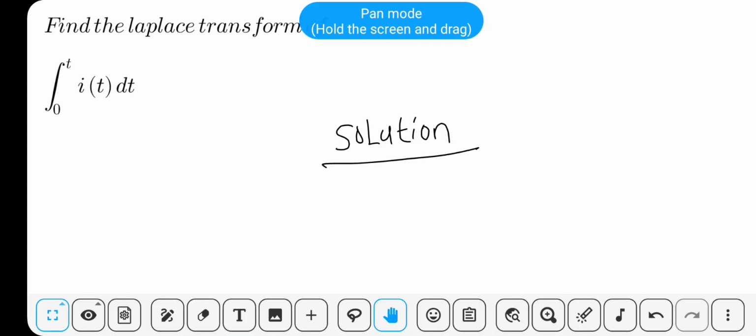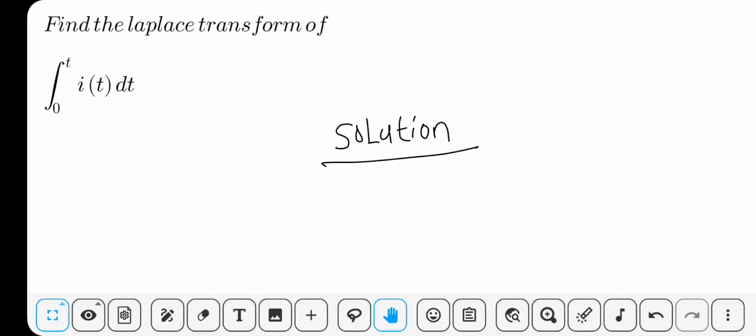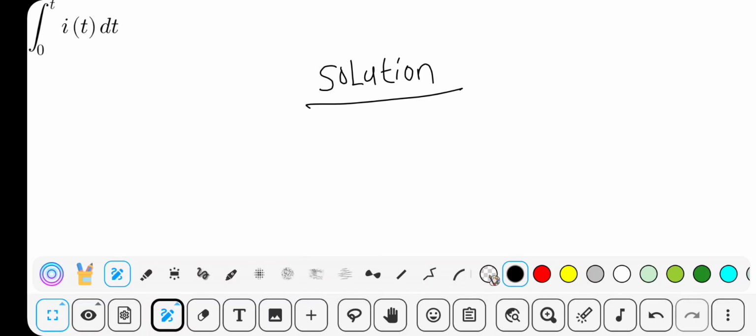And the problem says find the Laplace transform of the integral of i(t) dt from 0 to t. So, integral of i(t) from 0 to t.